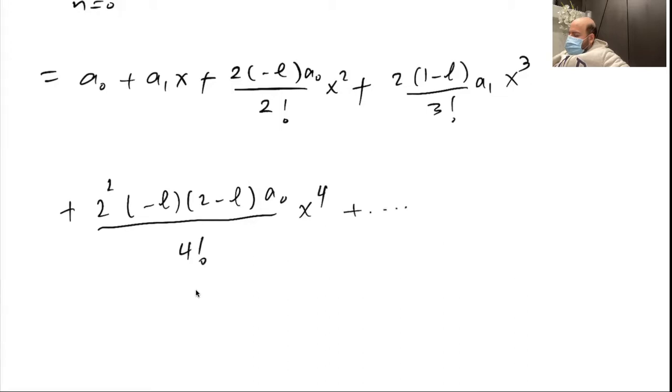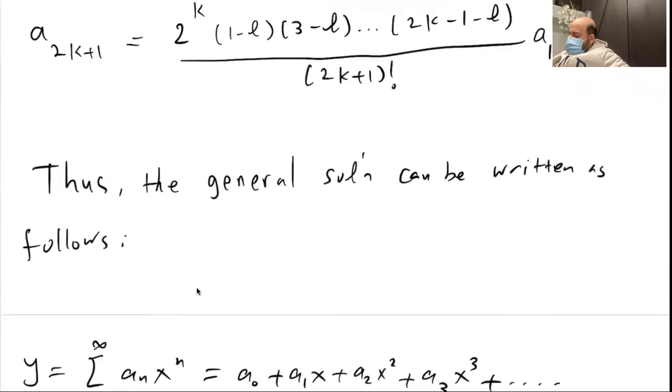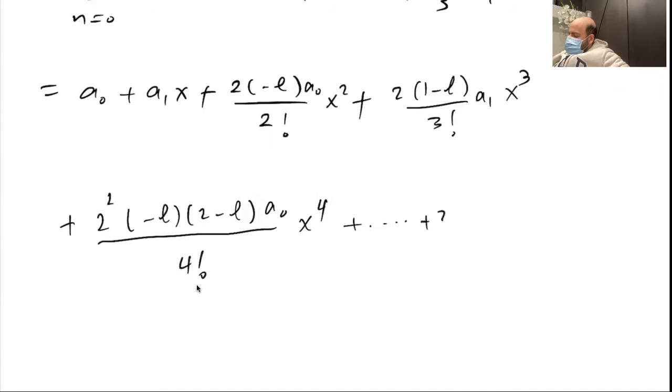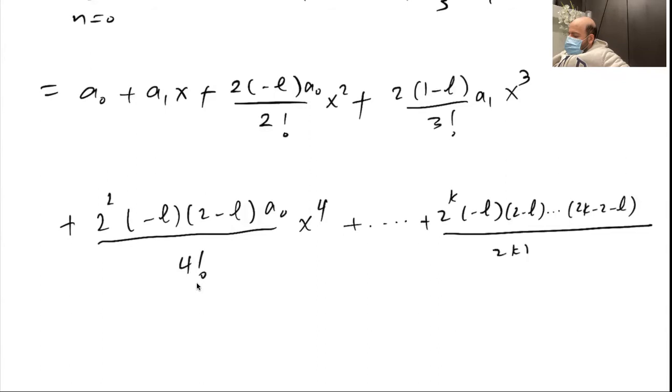And then for a_{2k}, we had it here: 2 to the power k, minus L, 2 minus L, to 2k minus 2 minus L, divided by 2k factorial, a0 x to the power 2k. Because this is a_{2k}, it's the coefficient of x to the power 2k.